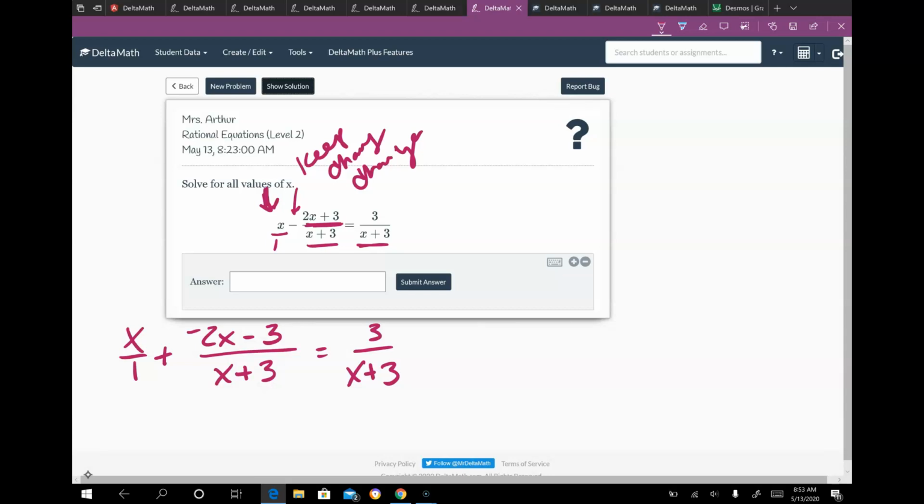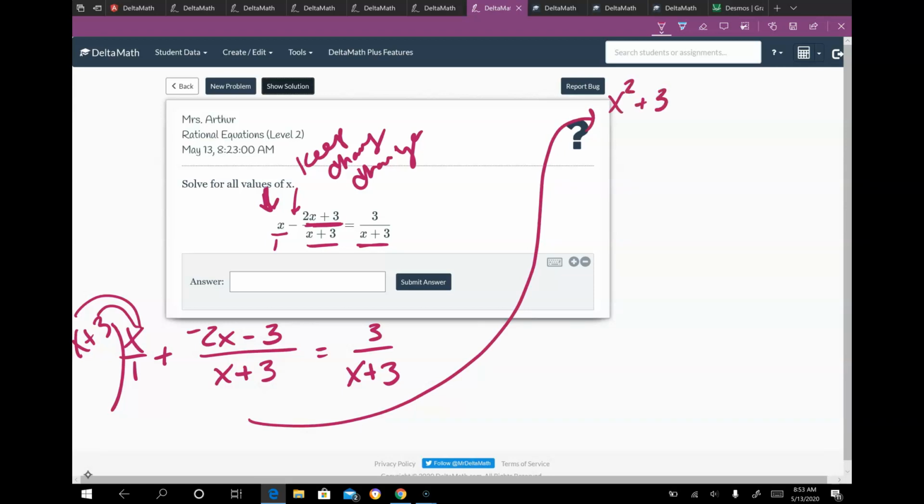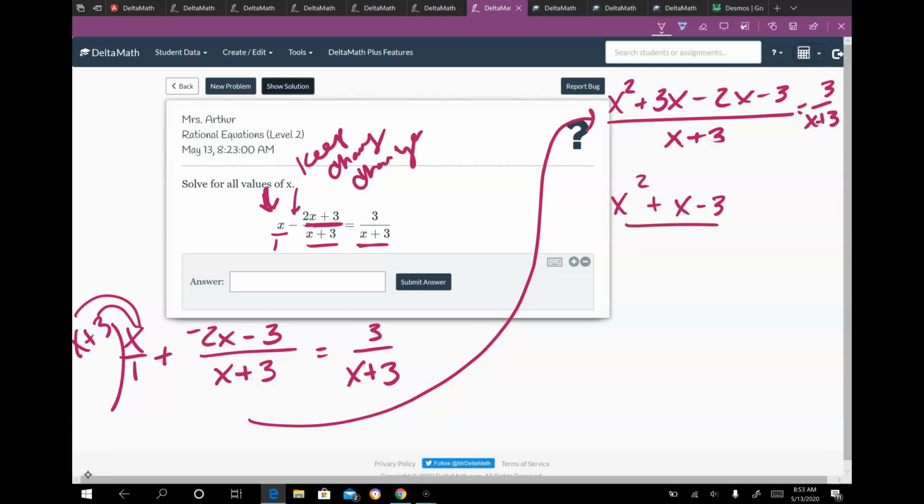All right, so now this guy right here is missing the x plus 3, so we're going to multiply him by x plus 3, distribute, and we're going to come over here. I have x squared plus 3x minus 2x minus 3 all over x plus 3. Don't have to do anything to the other side. Combine like terms: x squared plus x minus 3 over x plus 3 equals 3 over x plus 3.